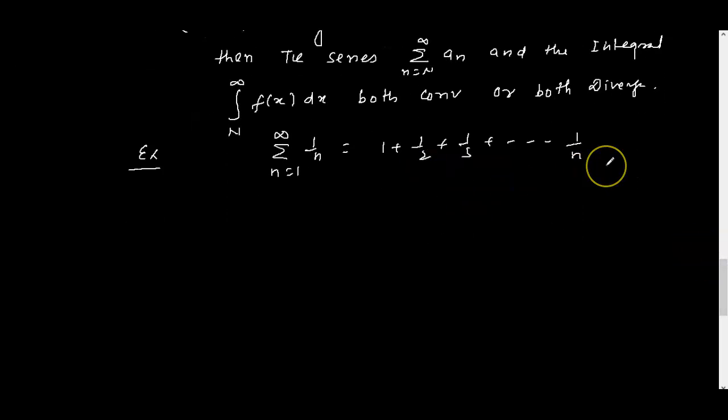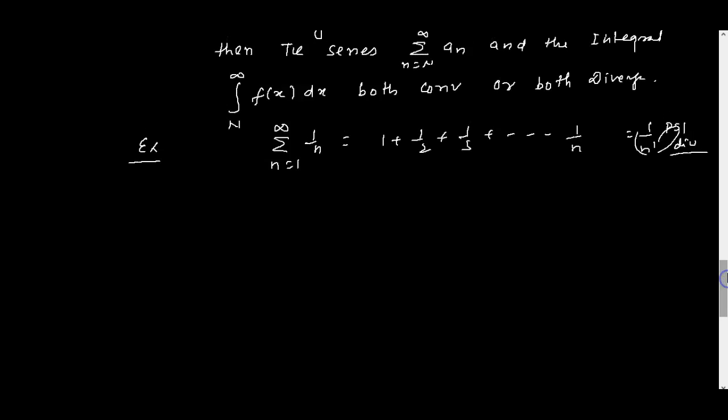Already we know that this one you can do by the p-test also. What is the p-test here? 1 by n power p. Here p is 1, and p equal to 1 means divergent. So already we know that, but now we are doing it by this integral method, and it should come the same.